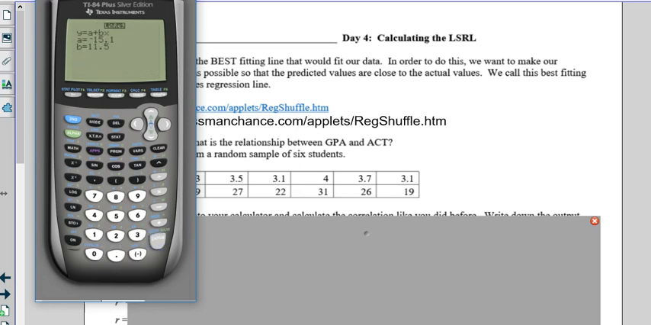Now, if you have this, so when we stored your calculator, remember, this is where we go to second catalog and go down to make sure diagnostics are on. You should have everything you need, but that's what it looks like if you don't have it on.